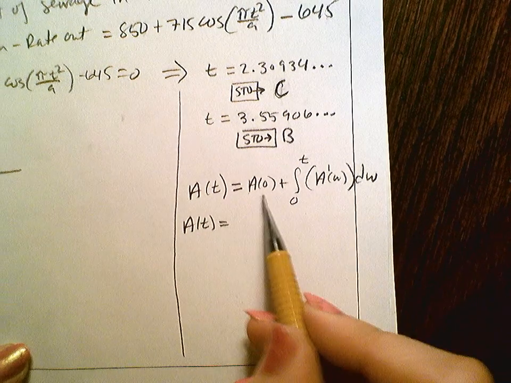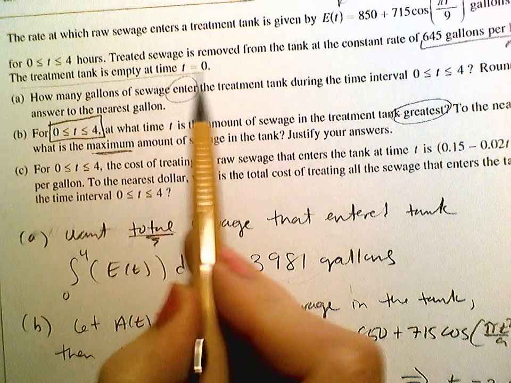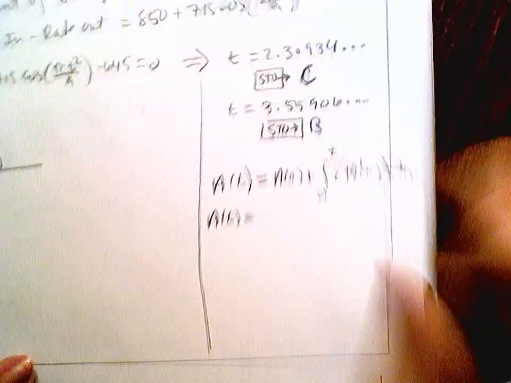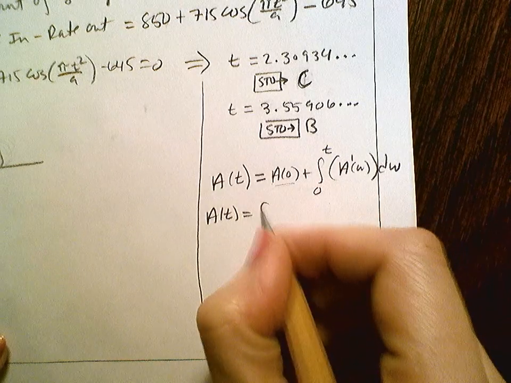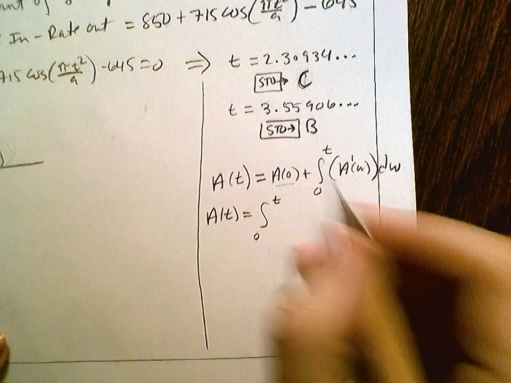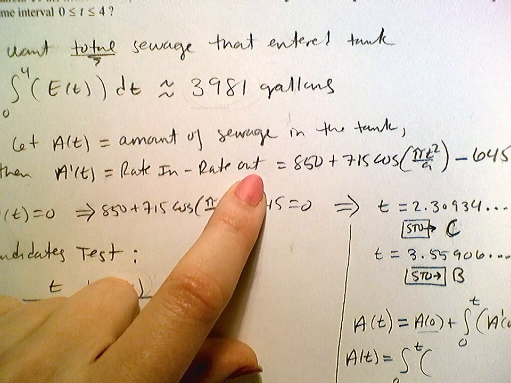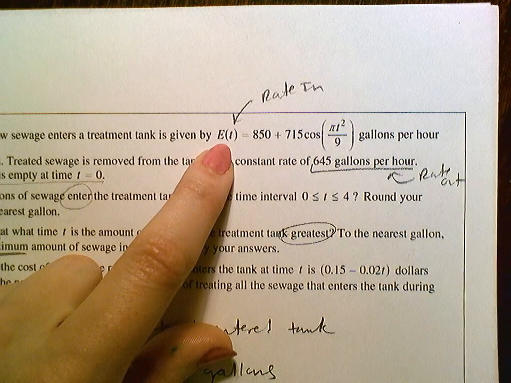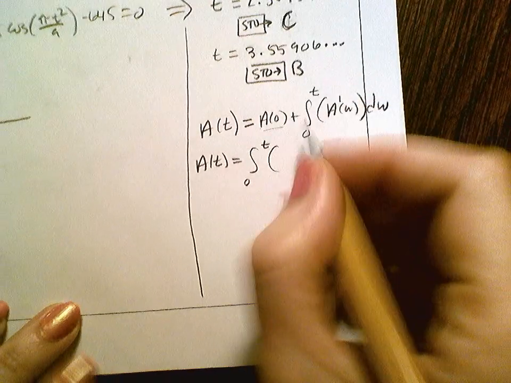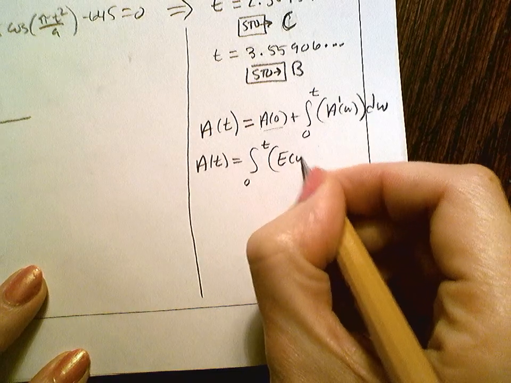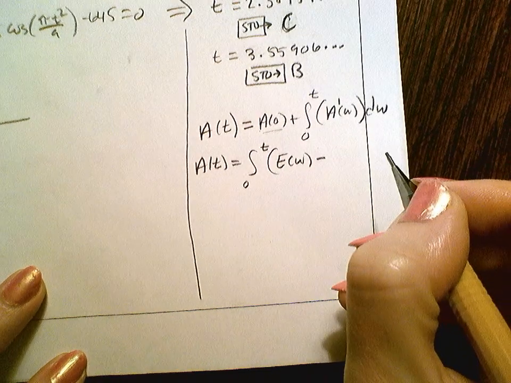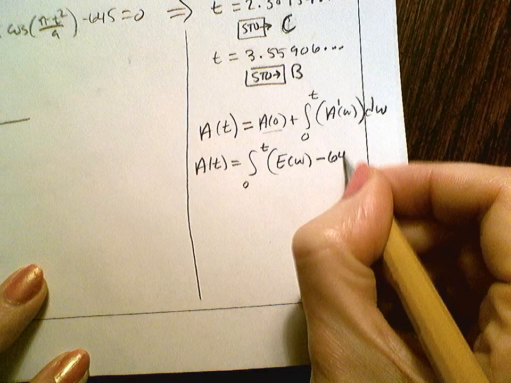So A of t equals A of 0. It tells us the treatment tank is empty at t equals 0, so that's just 0. So it's the integral from 0 to t. And then, guys, here's a little trick. A prime of t, we know it's rate in minus rate out. And we know that the rate in is E of t. So we can just express this as E of w minus the rate out, which is 645.